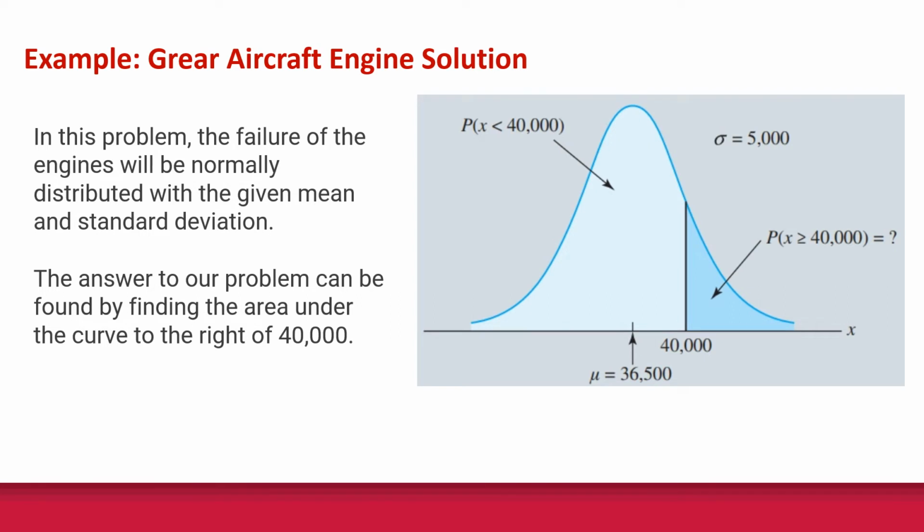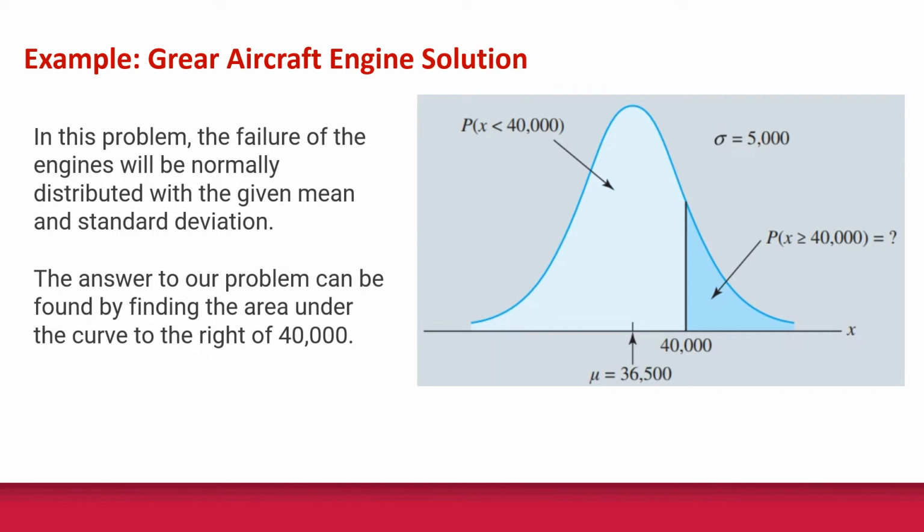So in this problem, the failure of the engines will be normally distributed with a given mean and standard deviation, which we're told in the problem. So the answer to our problem can be found by finding the area under the curve to the right of 40,000, because that's what we're interested in. So here's your standard normal distribution. It has a standard deviation of 5,000 and a mean of 36,500. I've marked 40,000, and what we're interested in is the percentage of engines that are in the right tail. What's the probability that X, which is our engine lifetime, is greater than or equal to 40,000?